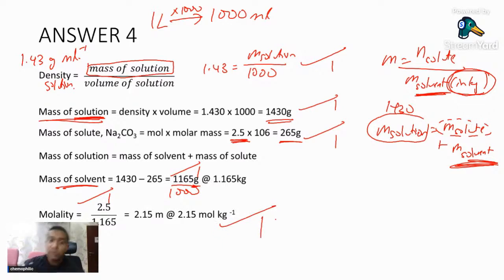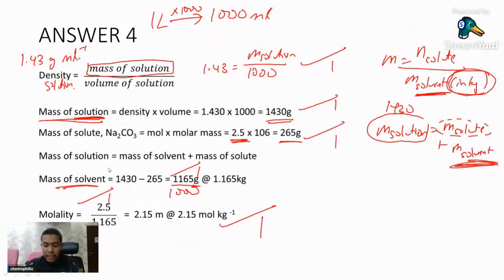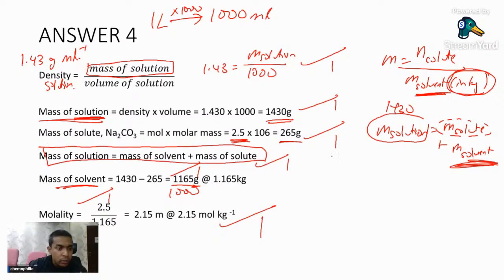So the final answer, you get 2.5 molal, with the small m. This one is another 1 mark. So 1, 2, 3, 4, 5, 6, 7, 8. Maybe another mark, usually on this formula. This formula can give you another mark because you know how to get the formula. So that's why it's roughly about 9 marks.